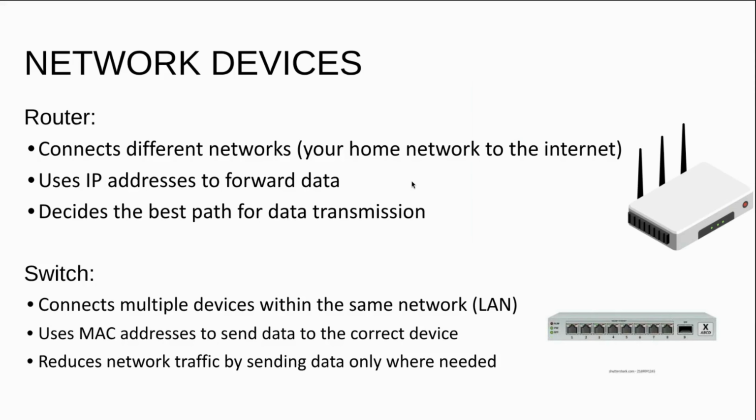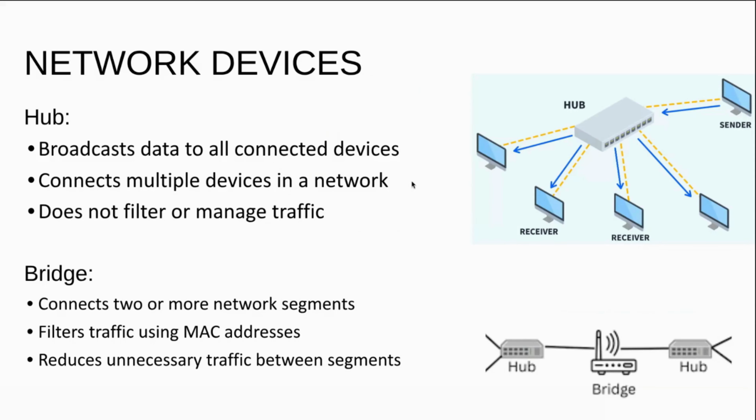send the data to the correct devices, and it reduces traffic by sending the data only to the device it is meant for. For example, a print job is sent to the printer, which has an assigned MAC address. And the next, the hub. A hub is used for broadcasting data to all the connected devices. It connects multiple devices in a network and does not filter any packets, sending them to all the devices in the network.